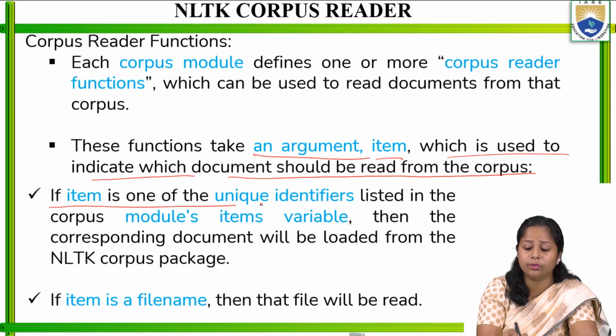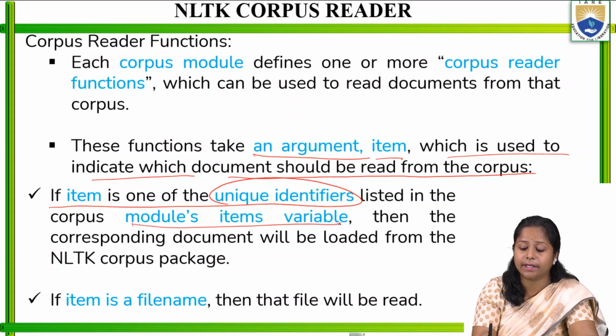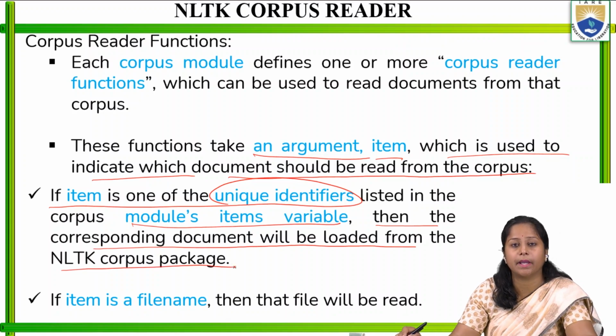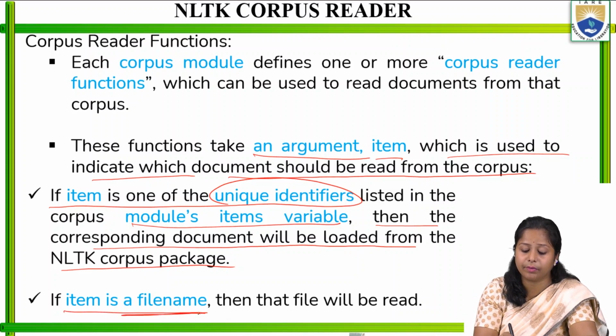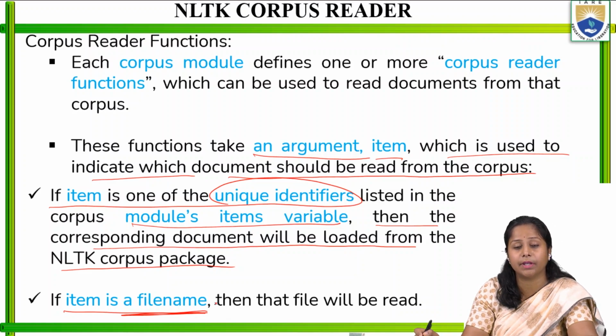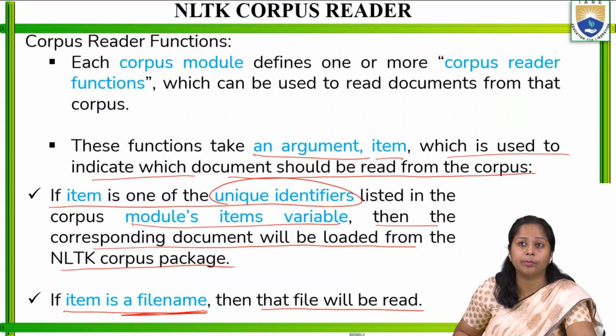If item is one of the unique identifiers listed in the corpus, that is, the module's item variable, then the corresponding document will be loaded from the NLTK corpus package. That is the first type of use of item. In the next type, if item is a file name, then that file will just be read by this function. So these two types of document we can read with the corpus reader functions.